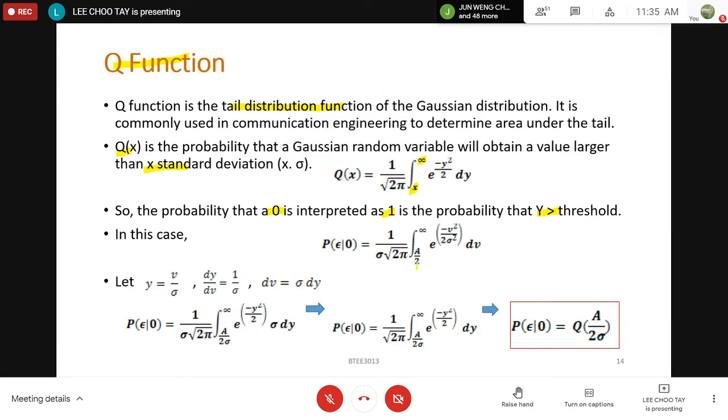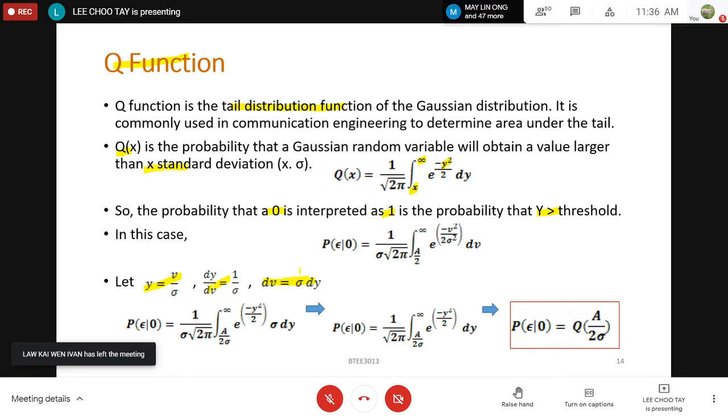Now the next step is to rearrange this equation so that it looks like the Q of x equation. I'm going to convert it slightly to make this probability of error equation look like the Q of x equation. So I'm going to assign y as v over sigma, because if you look at this equation, this is y squared, and this is v squared over sigma squared. So if I assign y as v over sigma, dy over dv will be 1 over sigma, and dv will be sigma dy.